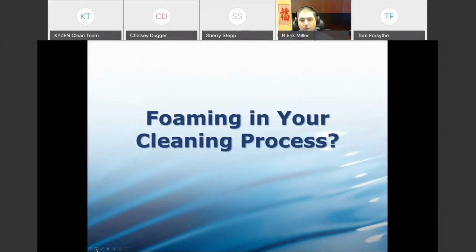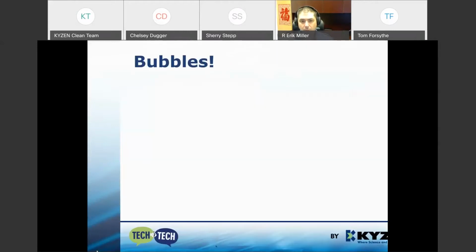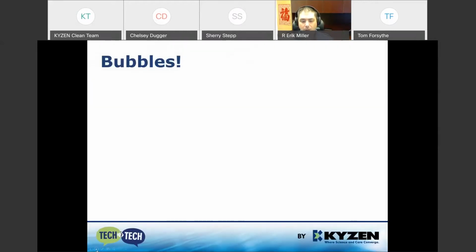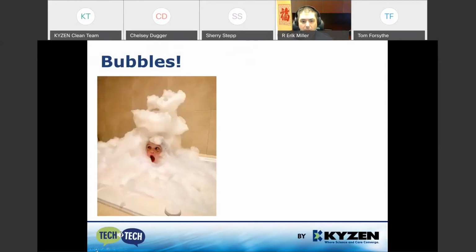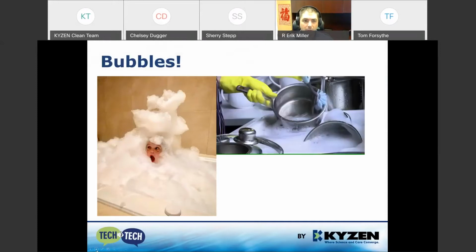So today we're going to talk about foaming in your cleaning process. And what is foam? Foam is really bubbles. And in our domestic life, foam and bubbles are there to show us that the cleaning material and the cleaning chemistry is there to do the job that we're wanting it to do. I resisted the urge to put in pictures of hand washing given the current environment, but anyways, it's there to let us know that it's doing the job.